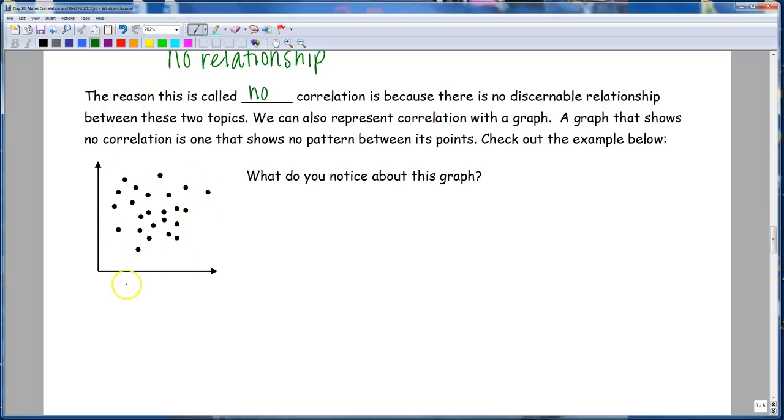There's no pattern. It's not going uphill. It's not going downhill. It's just kind of a blob of points. So all points are scattered. There's no clear trend. All right, so there's all your information.